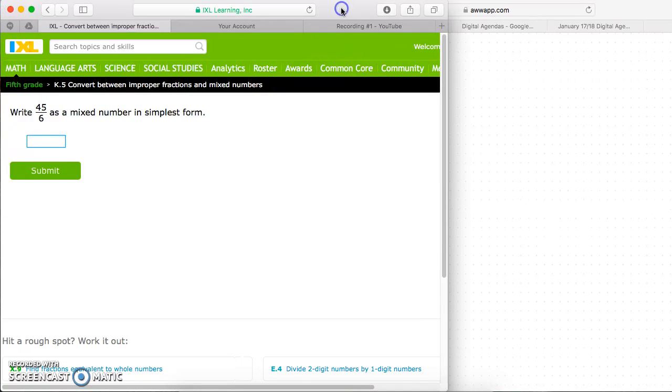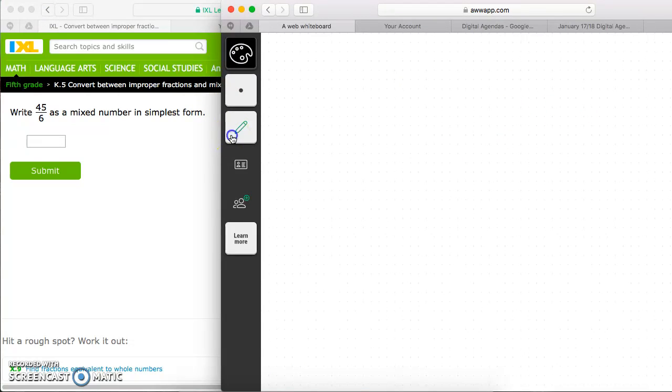Okay, so if you are on K5, converting between improper fractions and mixed numbers, then you have a couple different options that you could do here. So for this first one, we have an improper fraction, 45/6. We need to move this into a mixed number. Now, the first option would be we could draw a picture.